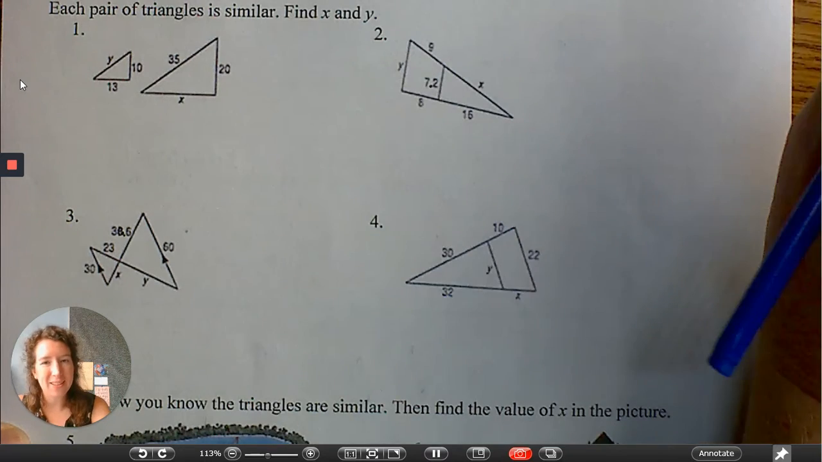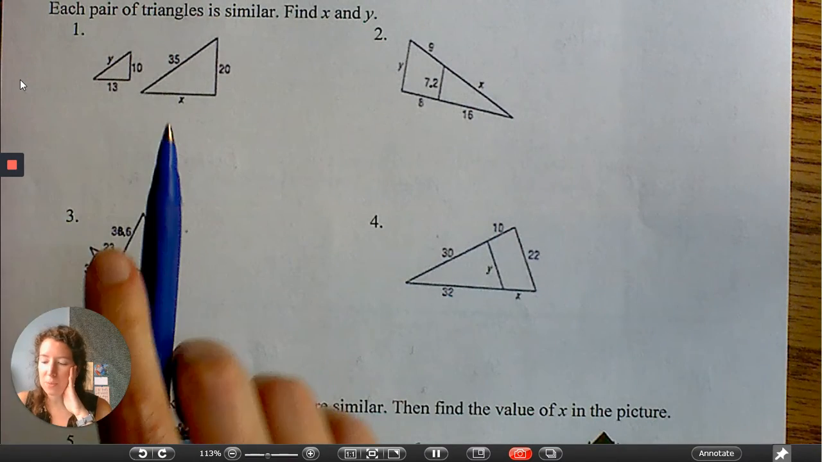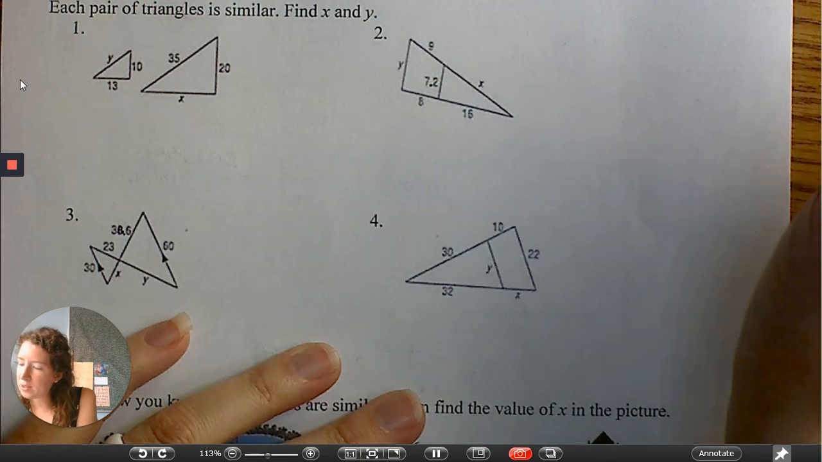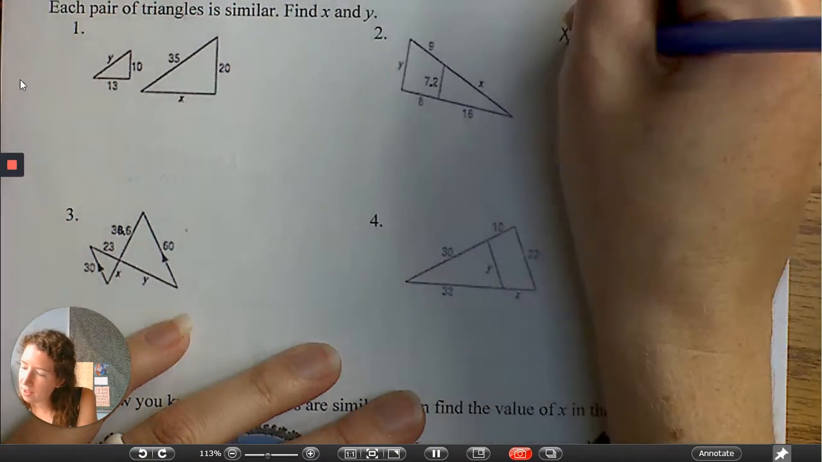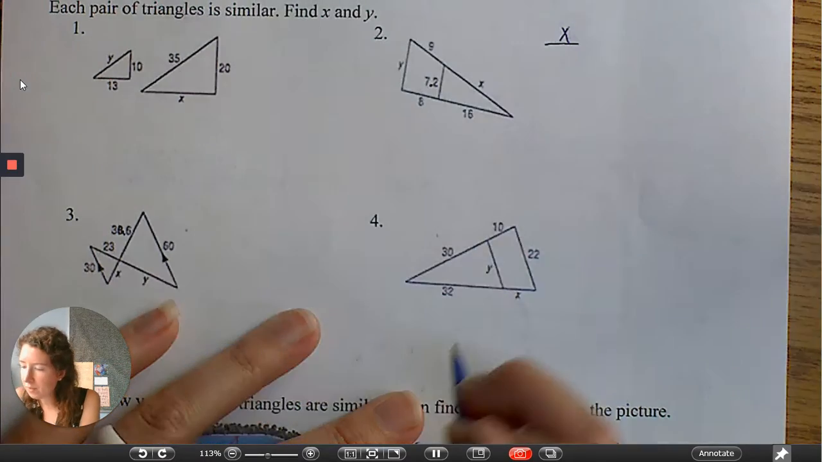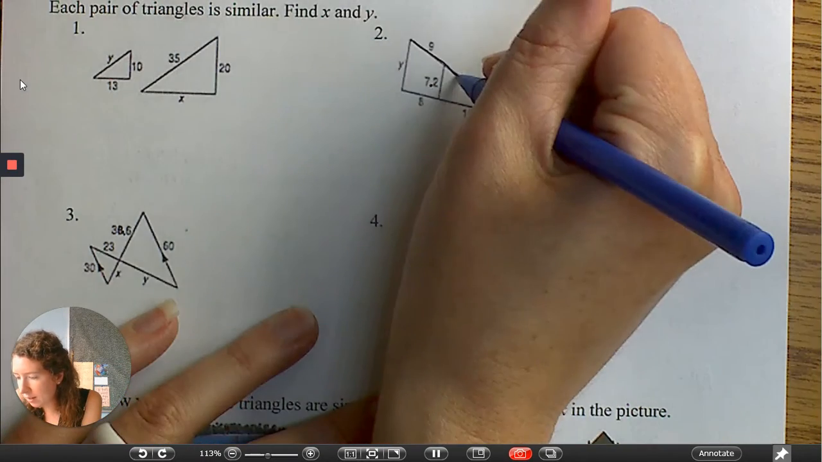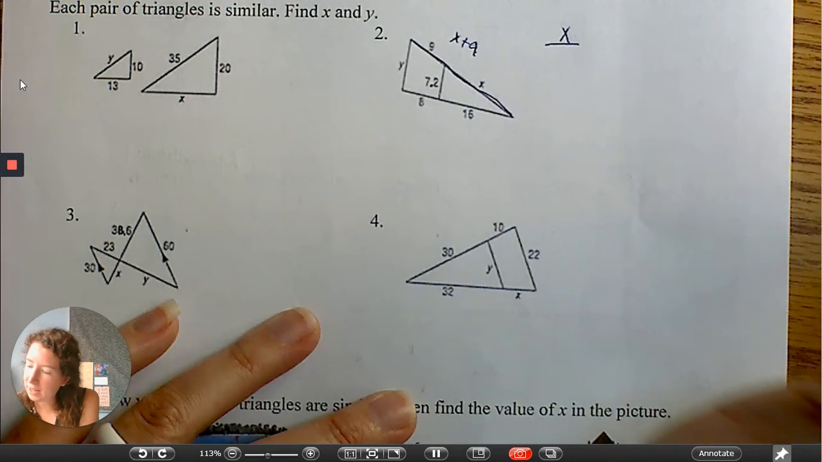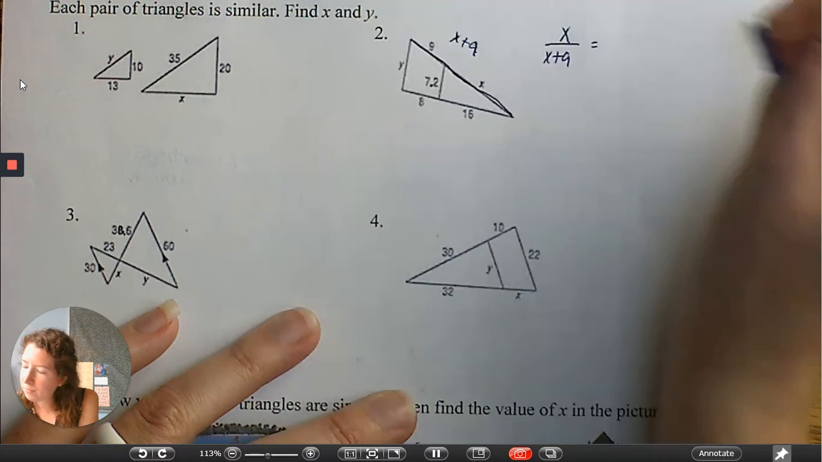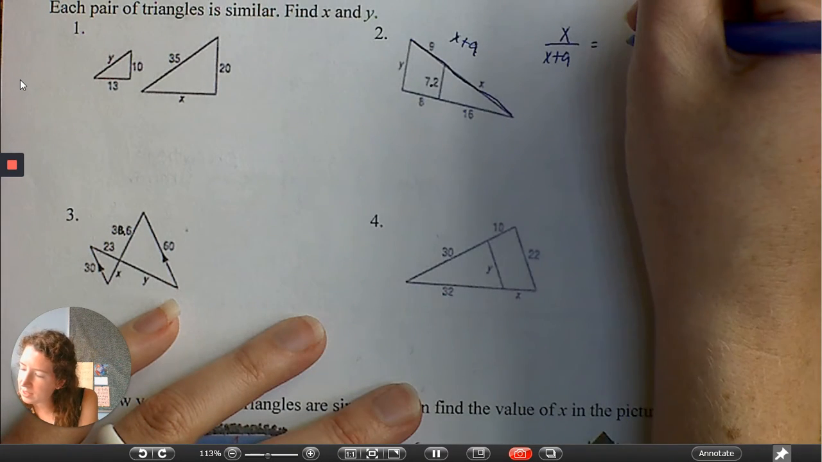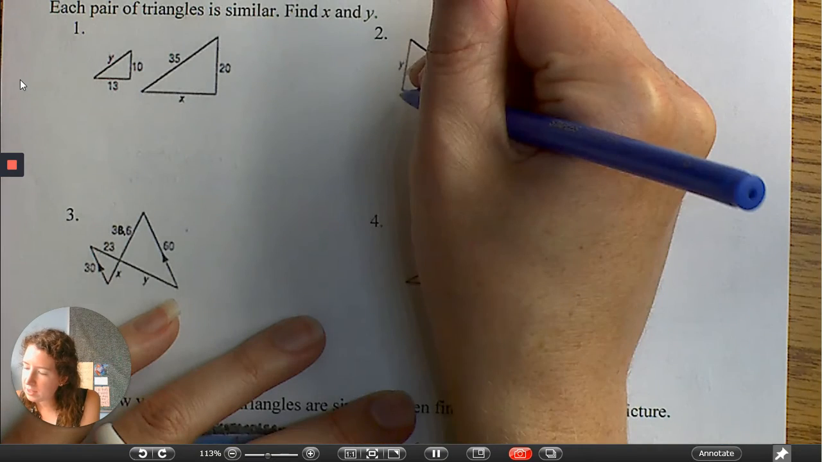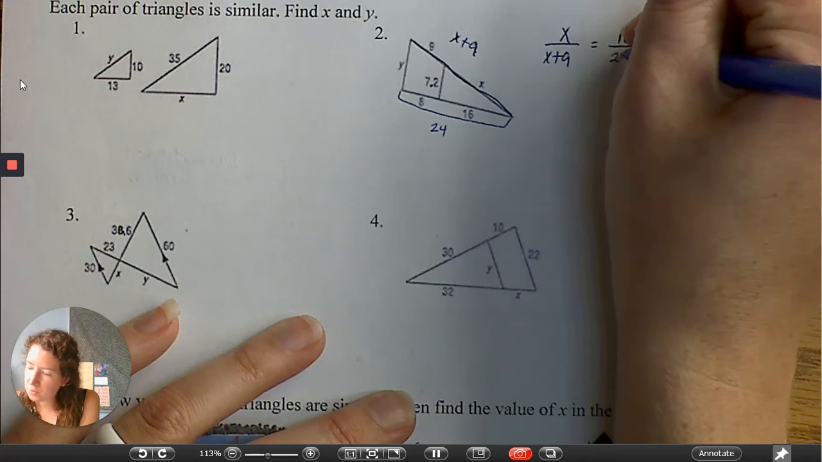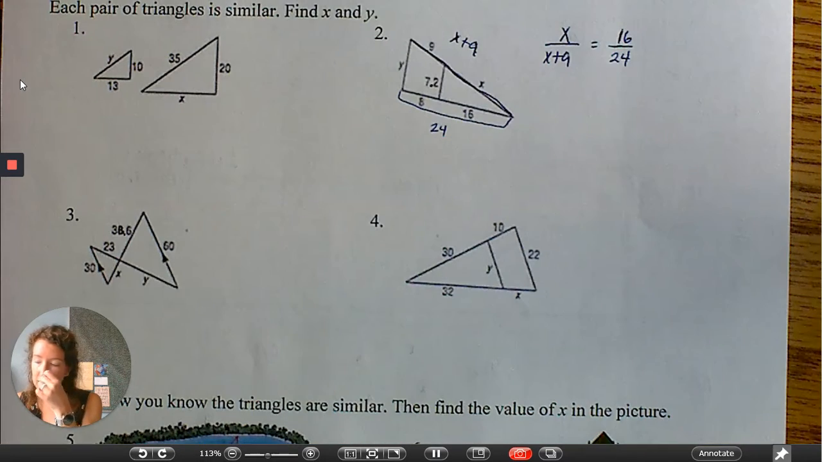This is one of those nested triangles. And they already told me that these triangles are similar, so I don't need to worry about proving that. So let's say I want to find x. So I can compare x over this whole side, which measures x plus 9. Remember, not multiplied, but adding, x plus 9. And then I can compare that to 16 over, let's see, 16 plus 8 is 24. So over 24. Go ahead and cross multiply and solve.